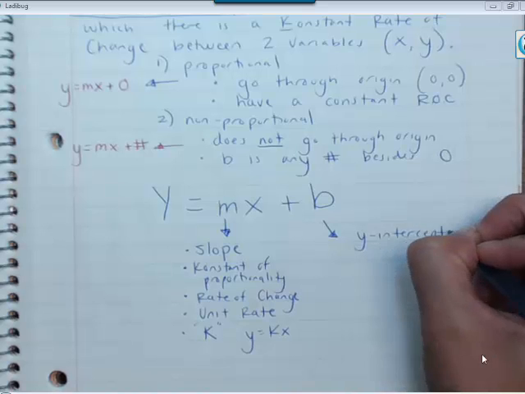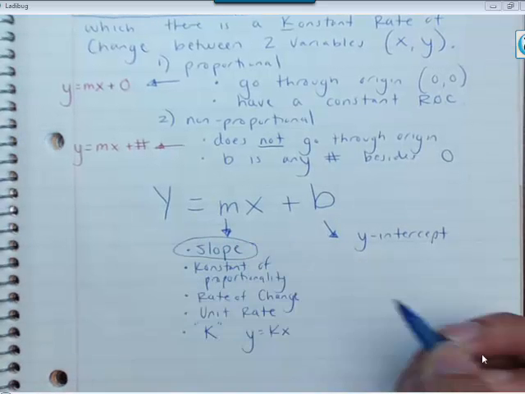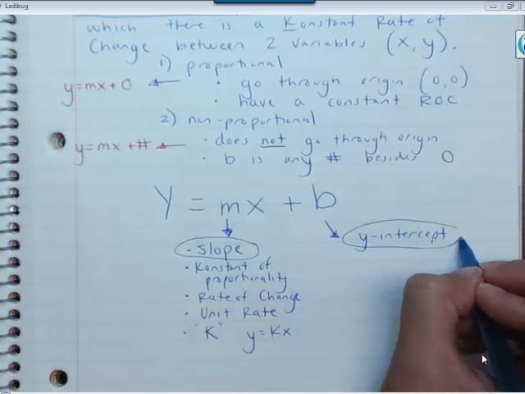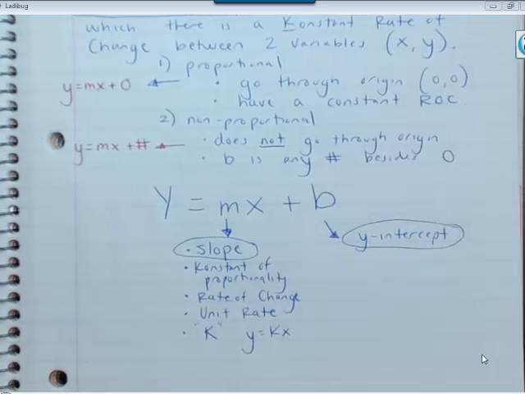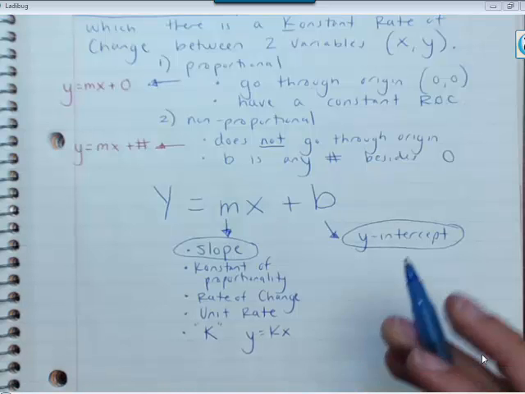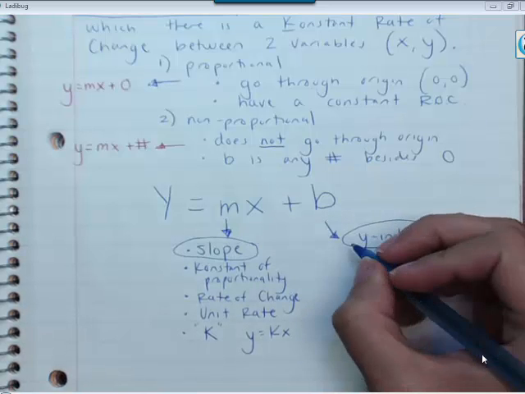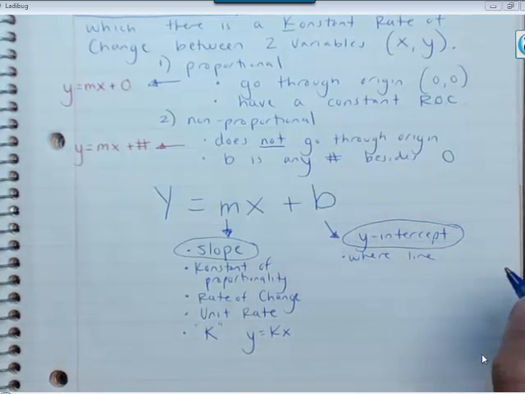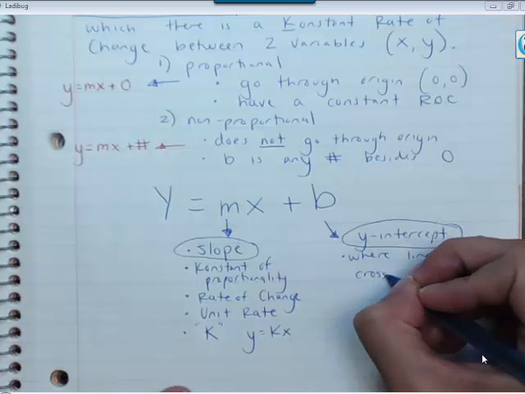So remember that the m is going to be the slope and the b is the y-intercept. That's what I'm going to label these as from now on in class, so you need to make sure you know the difference. The y-intercept is exactly how it sounds. It is where the line intersects or crosses the y-axis.